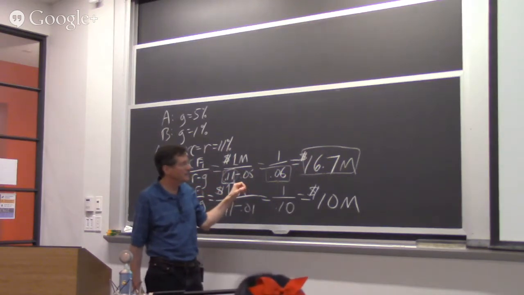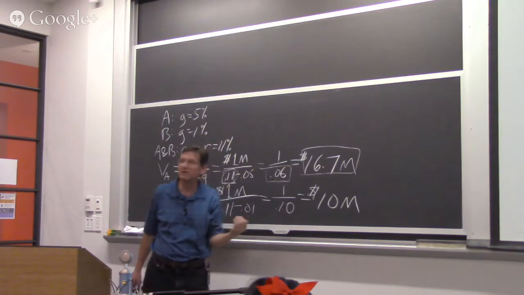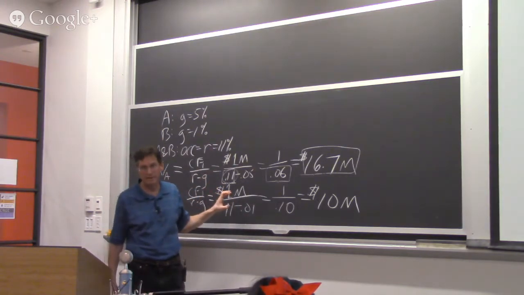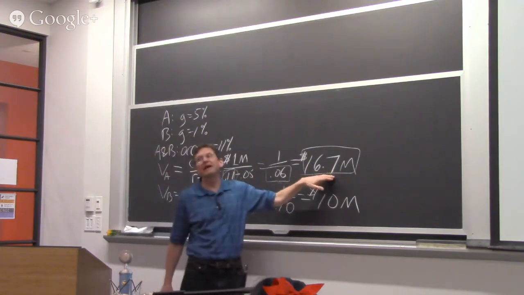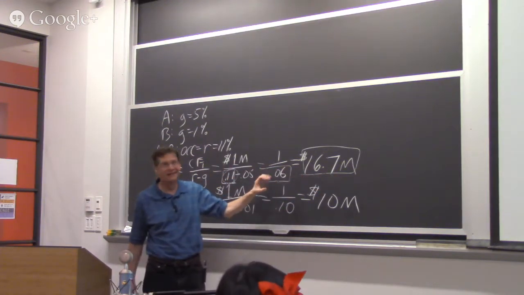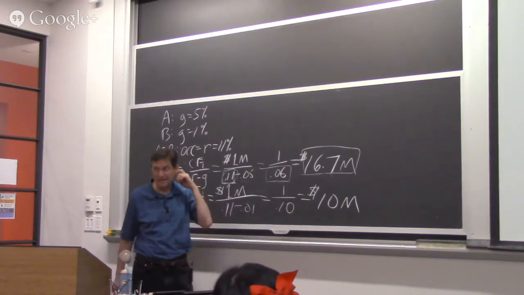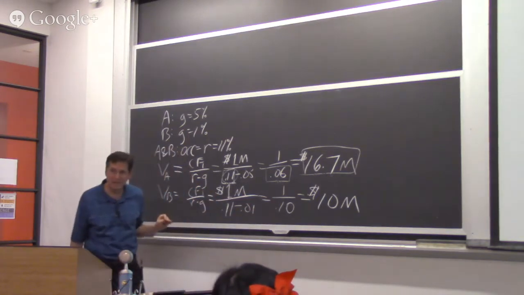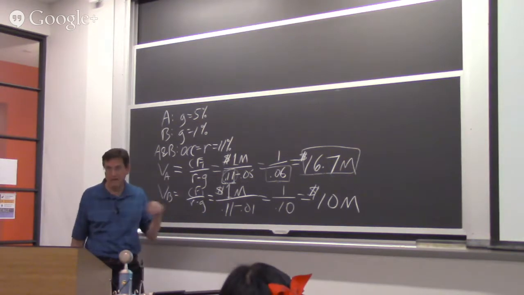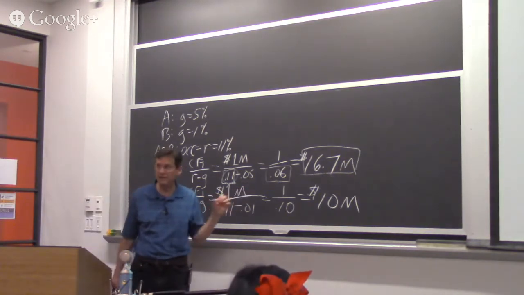But that's not because it's getting discounted at a lower discount rate. We're applying 11% as the discount rate to both of them. But it does have a lower cap rate because it's got more growth. Okay, so you see the difference between the cap rate and the discount rate, and you see how it's related to the present value.